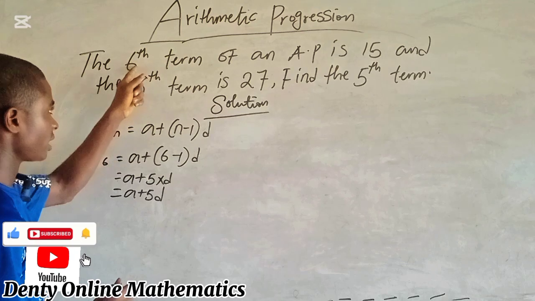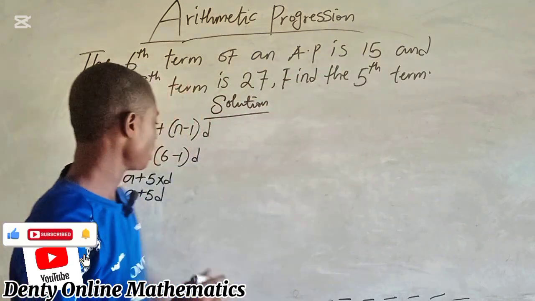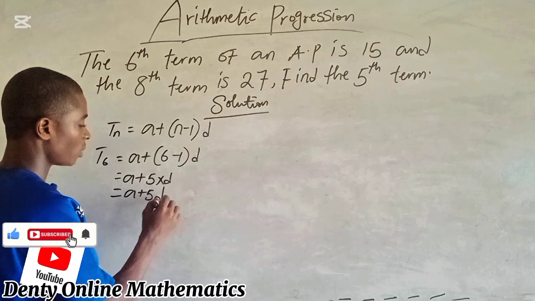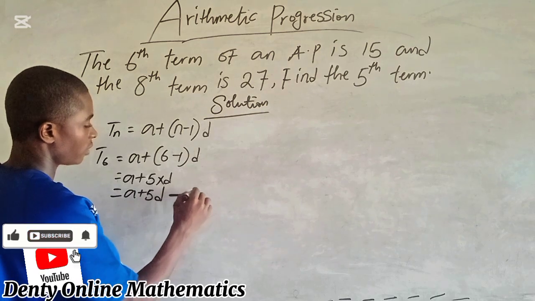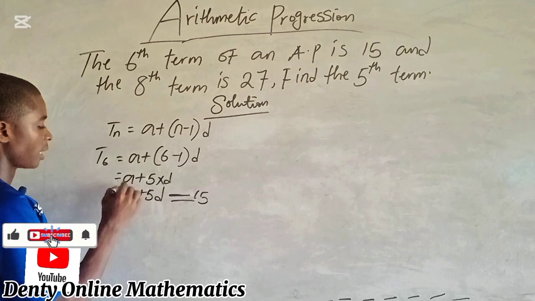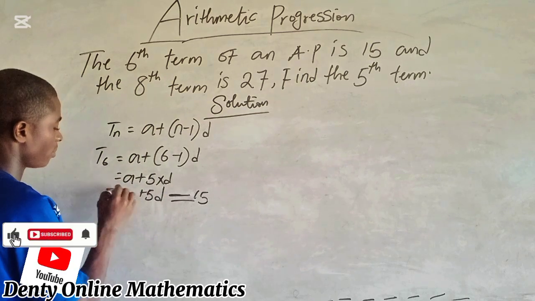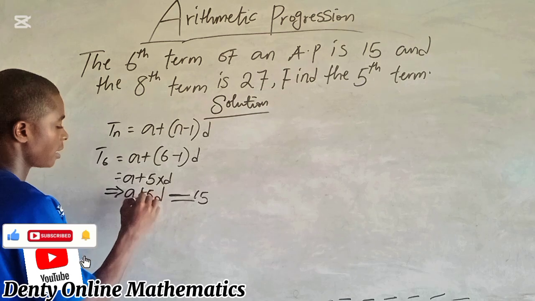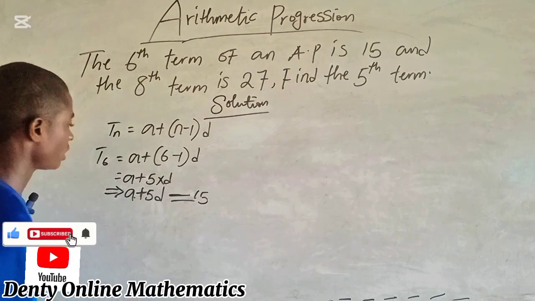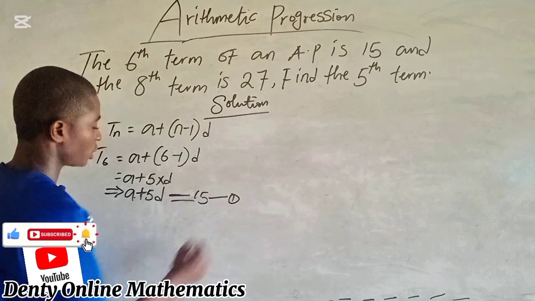This is the sixth term, and the sixth term is 15. So this will be equal to 15. This implies that a plus 5d is equal to 15. Now this will be our first equation.